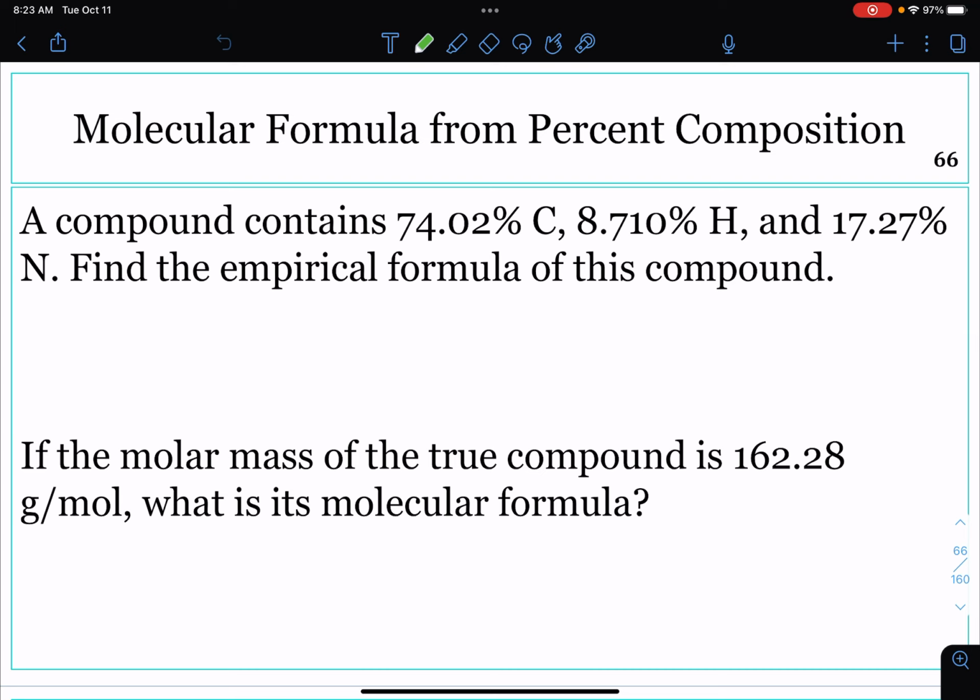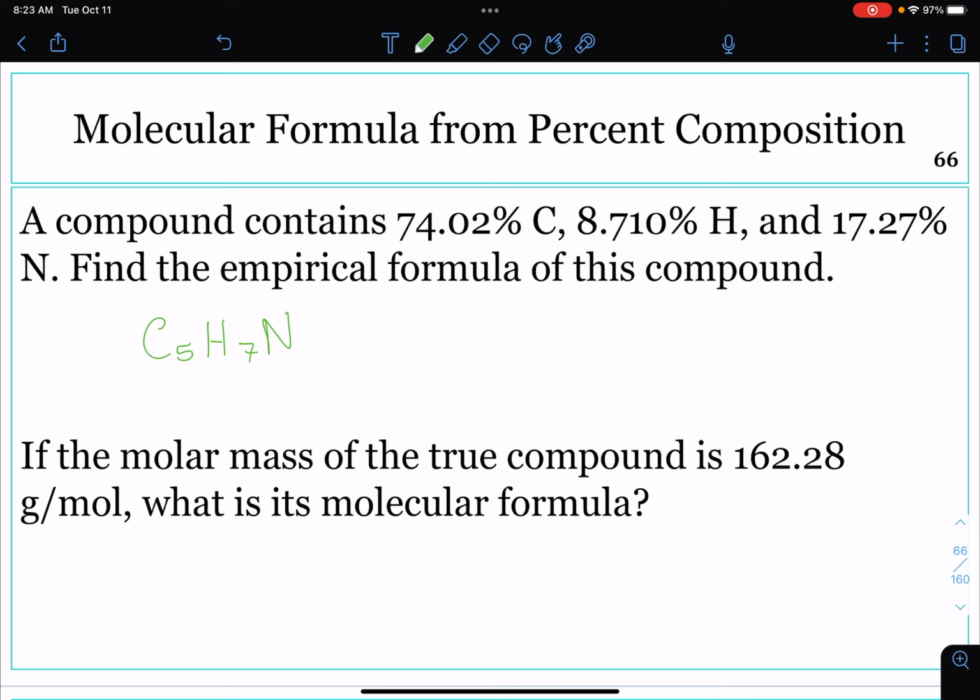A compound contains 74.02% carbon, 8.710% hydrogen, and 17.27% nitrogen. Find the empirical formula of this compound. First, we need to assume a 100-gram sample. Pause and work out this problem, finding just the empirical formula to start with. The empirical formula is C5H7N.